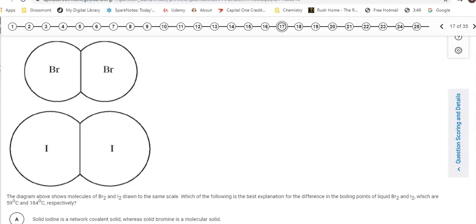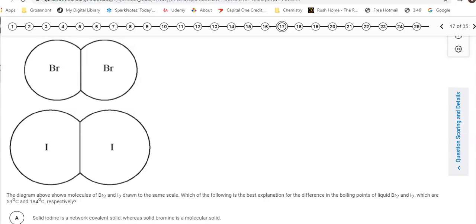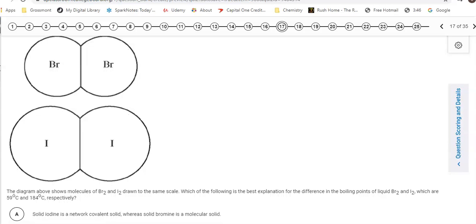Which of the following is the best explanation for the difference in boiling points? Okay, so iodine's going to have a higher boiling point. It has more electrons. It can form stronger London dispersion forces to attach one iodine molecule to another iodine molecule. And so iodine's going to stick together better, with stronger London dispersion. That means it's going to take more energy to break iodine molecules apart and get them to float off into space. So it's asking which is the best explanation.